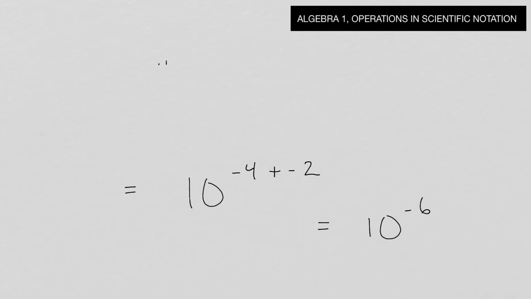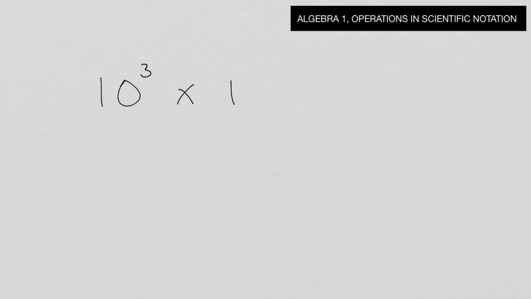Also, if we have mismatching signs, so if I have one positive and one negative, 10 cubed times 10 to the negative 4, we're going to add 10 to the 3 plus negative 4. 3 plus negative 4 is negative 1, so that's going to be 10 to the negative 1. Simply adding these exponents together.